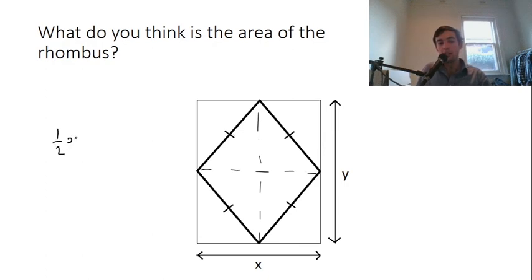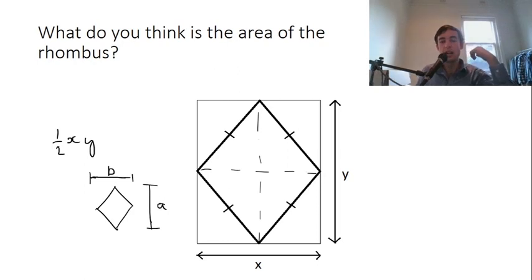times x times y. Now, what if you had a situation where there wasn't x and y? What if this was a and b? Hopefully in this case you should see that a and b are really the same thing as x and y. A is the same as y, b is the same as x, so that would be a half times a times b. Another thing you need to know about this diagram is that these lines over here, if I have lines through the sides, that means those sides are equal to each other.